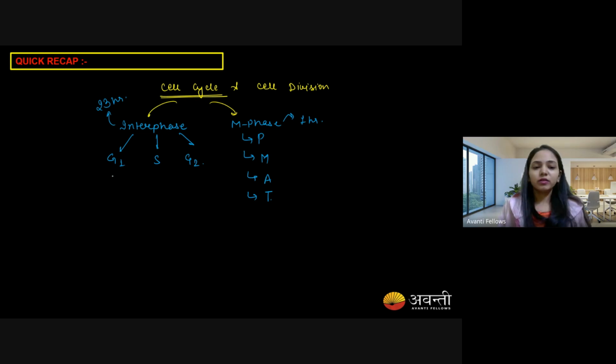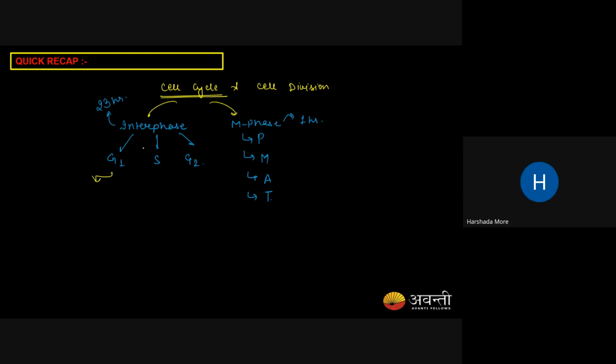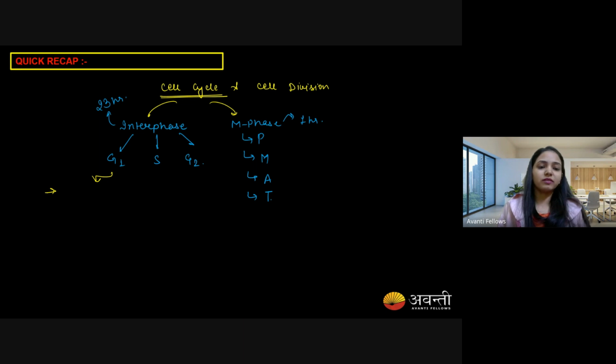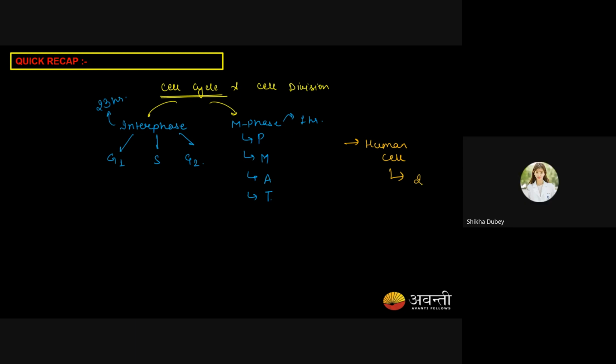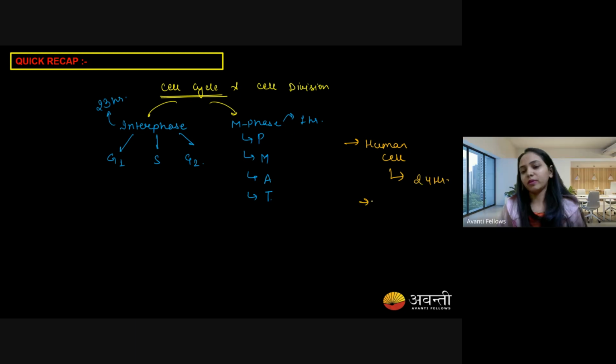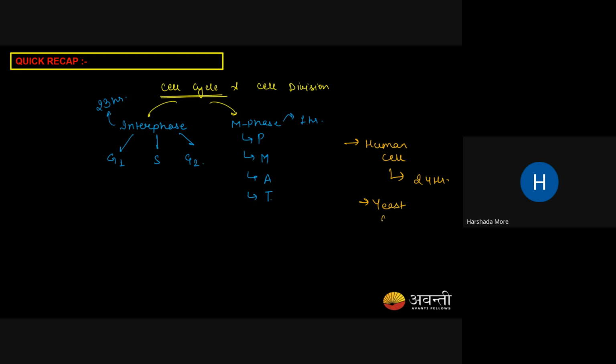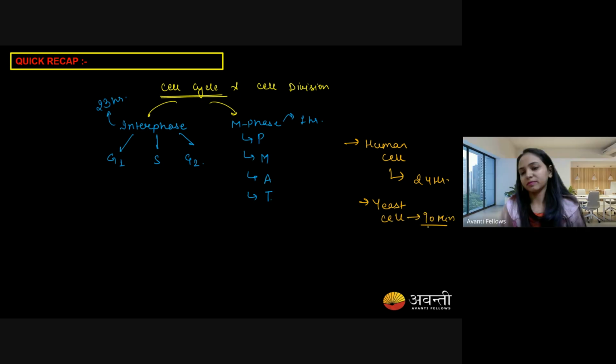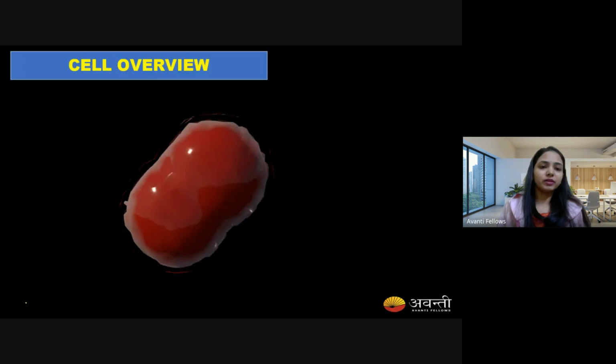Right. So in the G1 phase, what have we done? No, ma'am, we have not studied it yet. No worries. We will start with the G1 phase, S phase, and G2 phase in today's class. We all know human cells divide after how many hours? 24 hours. And what about yeast cells? 90 minutes. Okay. Very well done. So let's start with today's topic.